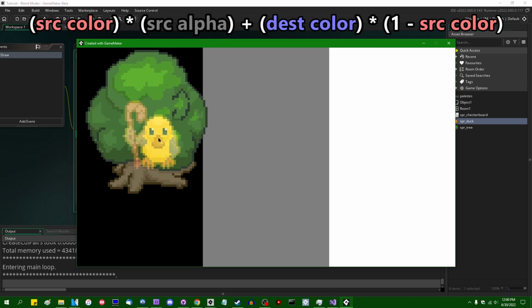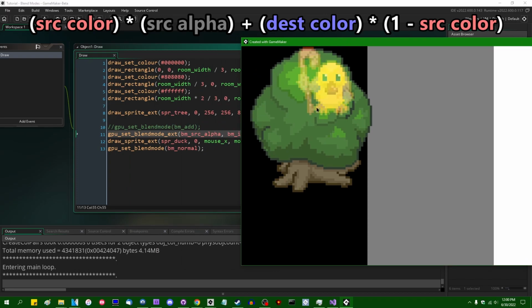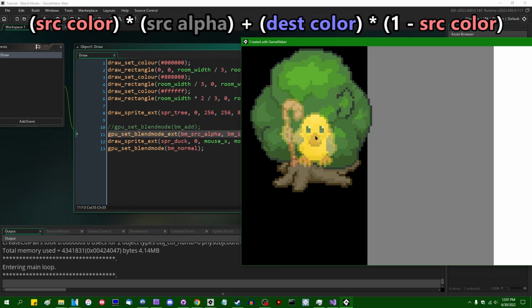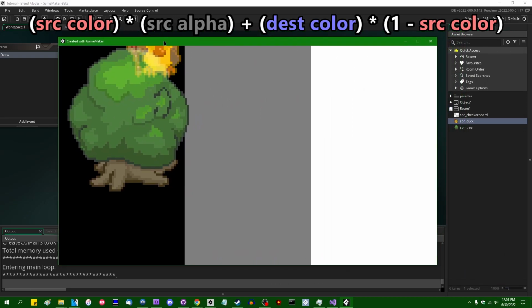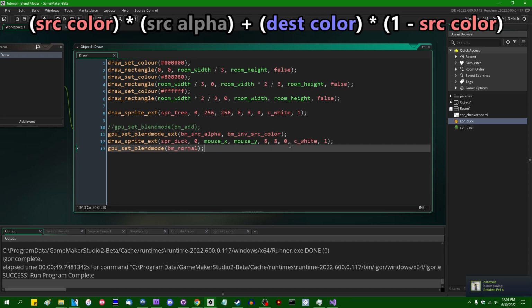I really have no idea why they called it bm_max, because calling it that sounds like it does one thing. It sounds like it takes the maximum value of each of the red, green, and blue values, but it doesn't. I believe there is a Photoshop blend mode that does do that, but that's not what bm_max does, and it's not something you can do with just gpu_set_blendmode_ext, because it doesn't fit the shape of the equation that we've been making use of today. So I'm going to close out of that.